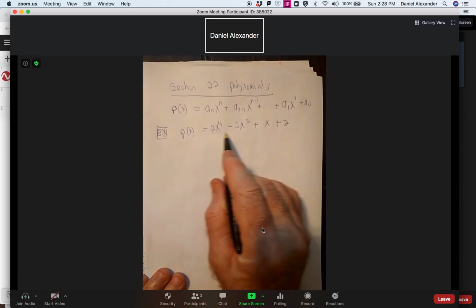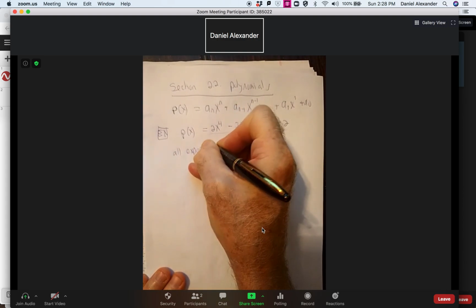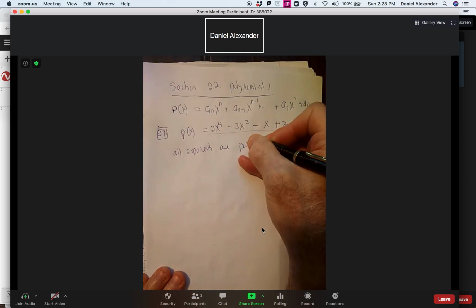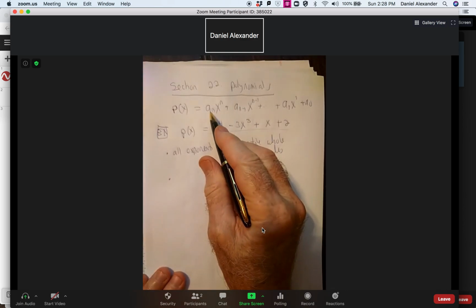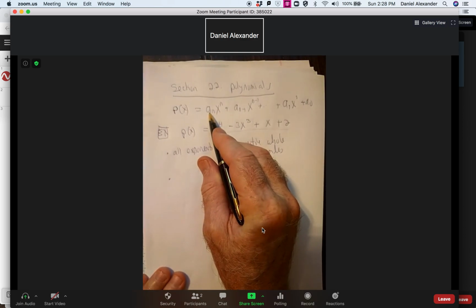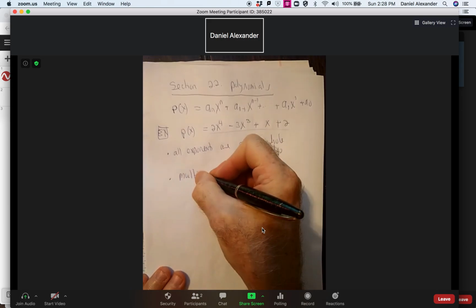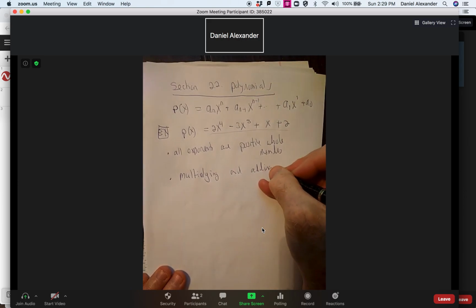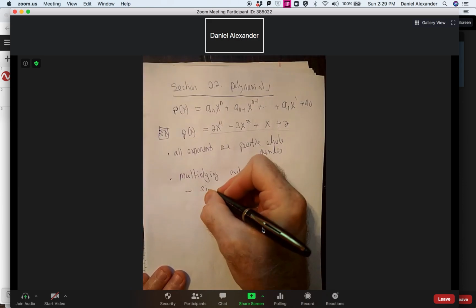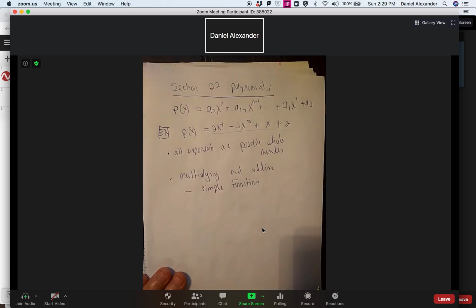And here's an example. A couple of things you notice is that all exponents are positive whole numbers. And notice too that it's just multiplying. This is called a coefficient, multiplying the coefficient times the power of x. So it's just multiplying and adding is all you're doing. Even though it has a lot of terms, it's considered a simple function because you can see everything that's going on. There's nothing mysterious like a square root or anything like that.